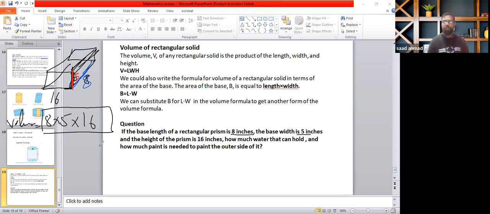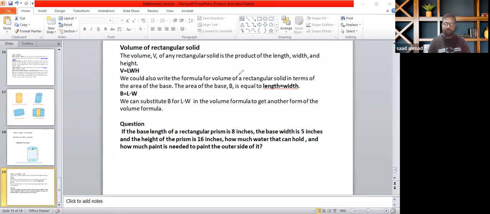All right. So this much water it can hold, because the volume tells us the capacity of something to hold some liquid, some drink. So this is 640 unit cubes, whatever the unit is. If we are looking for liters, it will be 640 liters. If milliliters, it will be 640 milliliters.